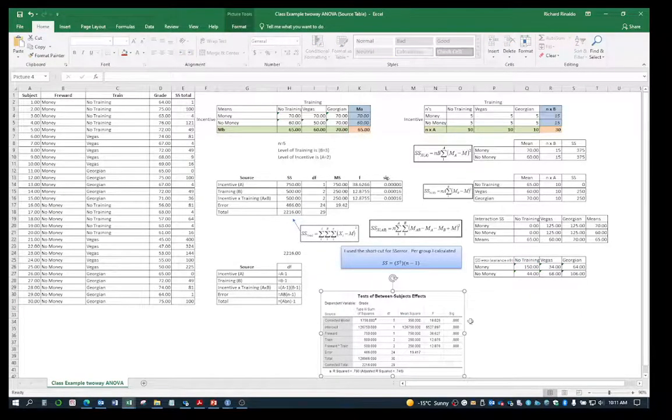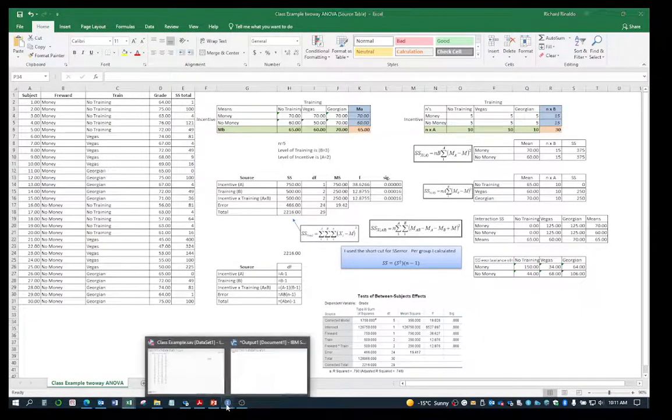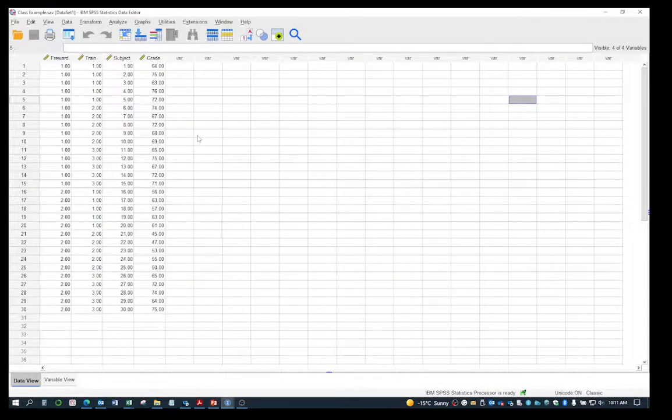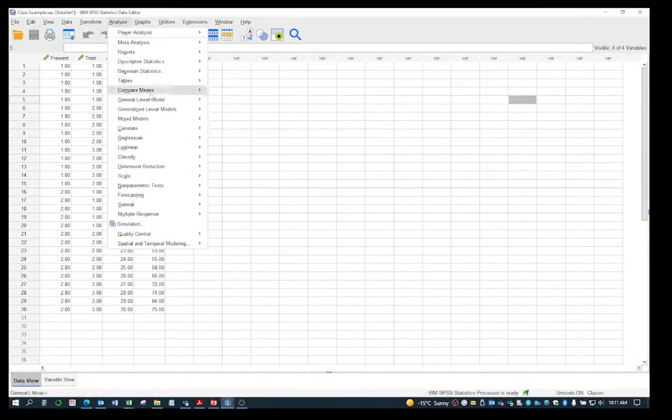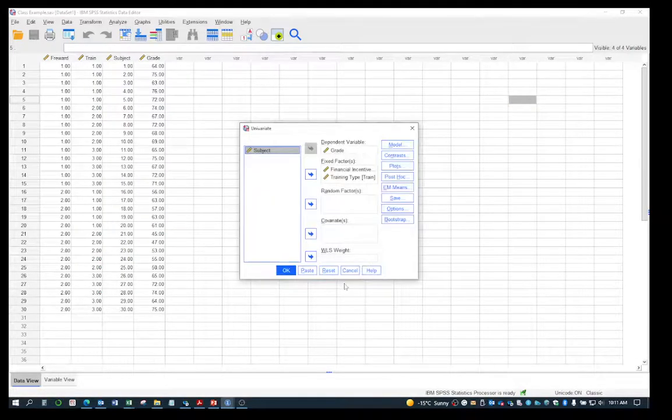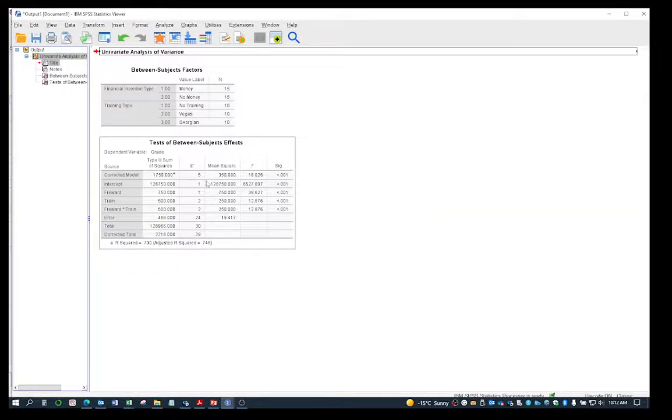Then I have the results from SPSS. Running it through SPSS. Here's the data. Analyze, general linear model, univariate. Let's reset. My grade is my dependent measure. There's the grade here. My fixed effects, which are my independent variables, are incentive and training. And I'll just leave everything as is, and then boom, it'll give me my source table.